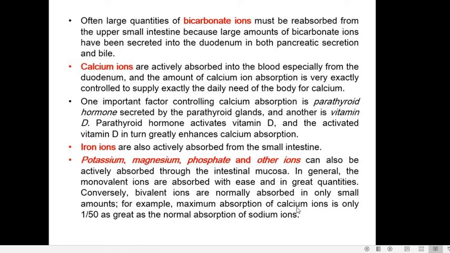But it doesn't cause any problem to us, because most of the biochemical reactions that take place in our body are more dependent upon monovalent ions. So that is why it is arranged so. So these are the various ions that are absorbed through different ways in our gastrointestinal tract.